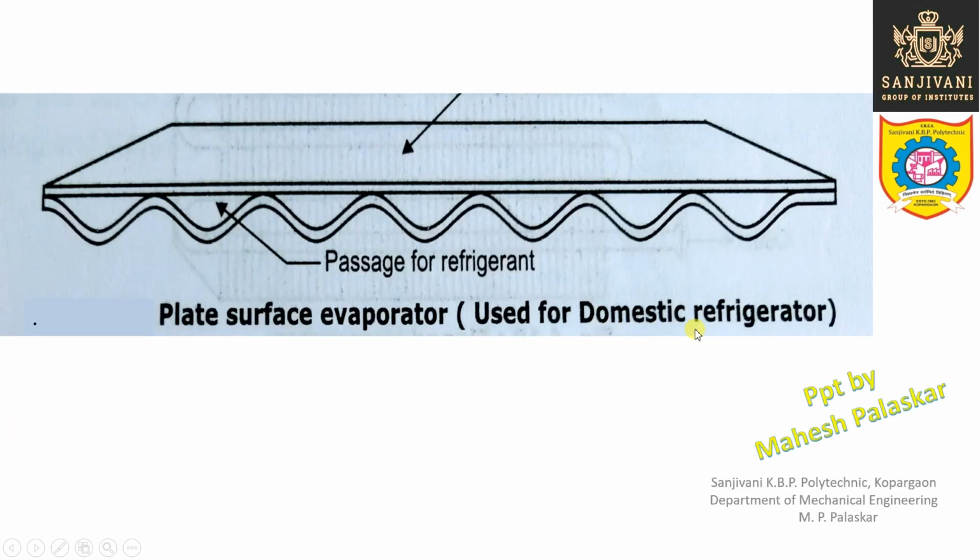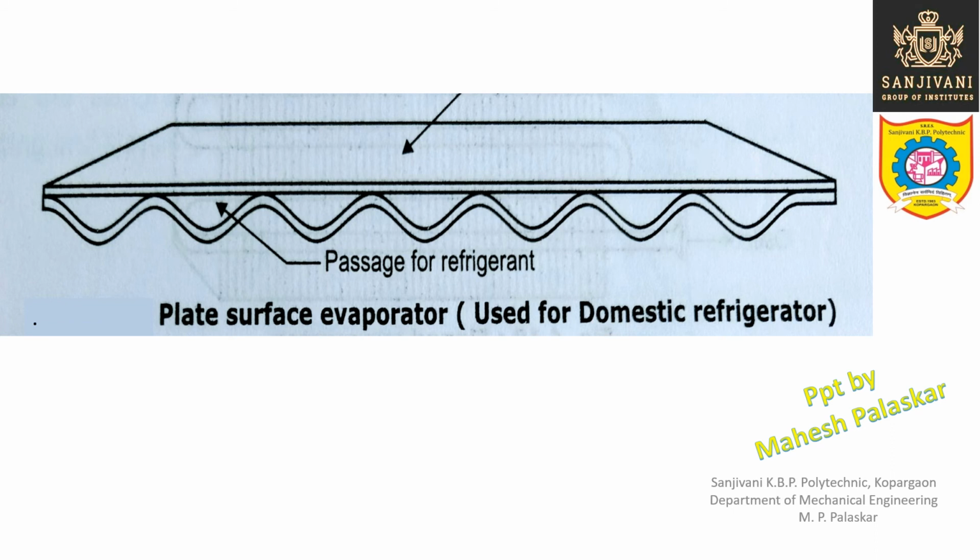Plate surface evaporator. This plate surface evaporator is used in the domestic refrigerator, right? So in the domestic refrigerator, you might have seen the freezer compartment in which the ice cubes are formed. Previously, the evaporator coil was located outside of this freezer chamber. Then what will happen is that the inside portion will not be cooled properly. If you place the evaporator coil inside, then the outside portion will not be cooled properly.